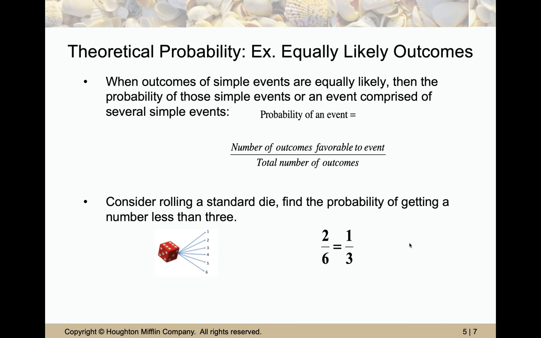Consider rolling a standard die. Find the probability of getting a number less than 3. So that means getting 1 or 2. So if the favorable events are getting a 1 or a 2, and there's 2 of those, so that's our numerator, over the total number of outcomes, there's 6 of those, 1, 2, 3, 4, 5, 6. And that reduces to 1/3.